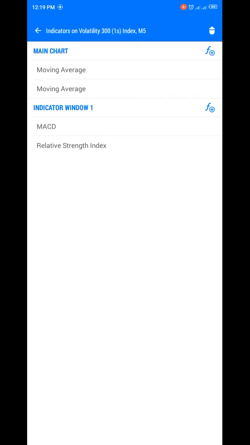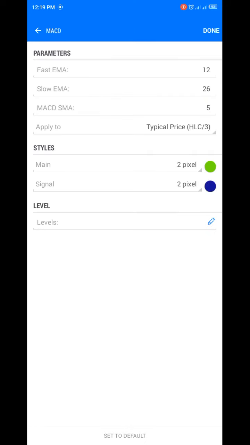Then on your indicator window one, you want to have your relative strength index and your MACD. So now let's check out the MACD. On your MACD, the parameters are like this: fast EMA 12, slow EMA 26, MACD SMA 5, apply to typical price HLC/3. On your styles, main 2 pixel, color green, and signal 2 pixel as well, purple.